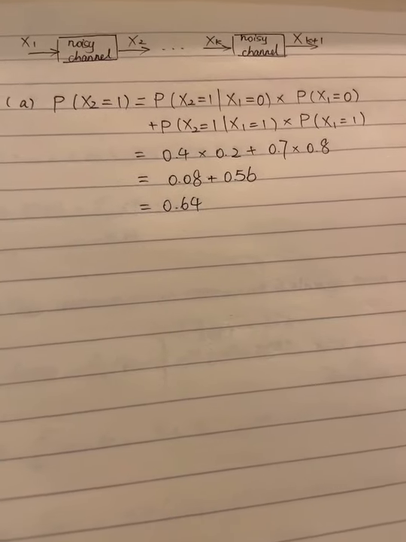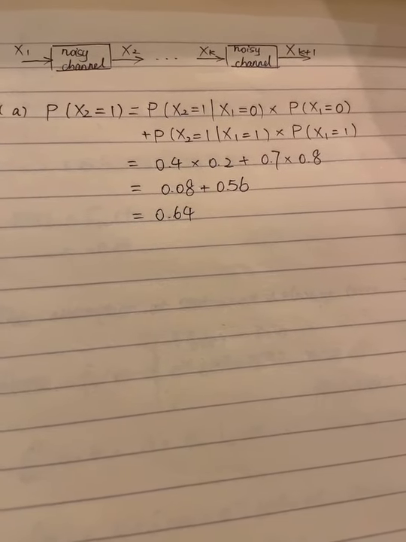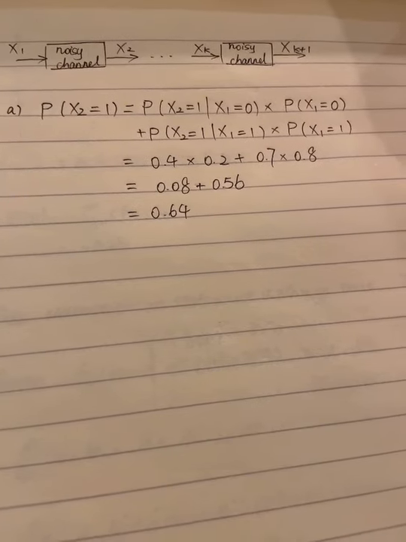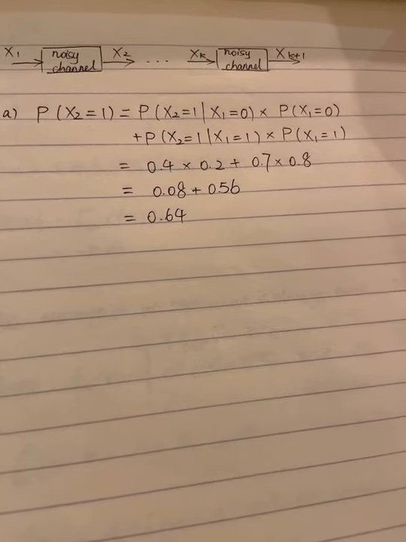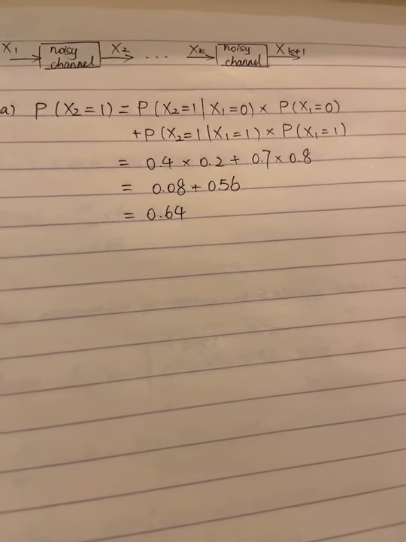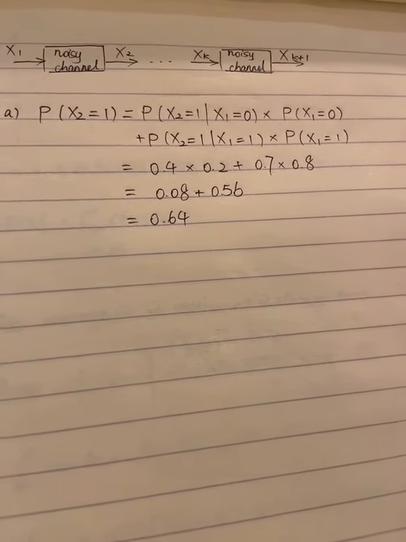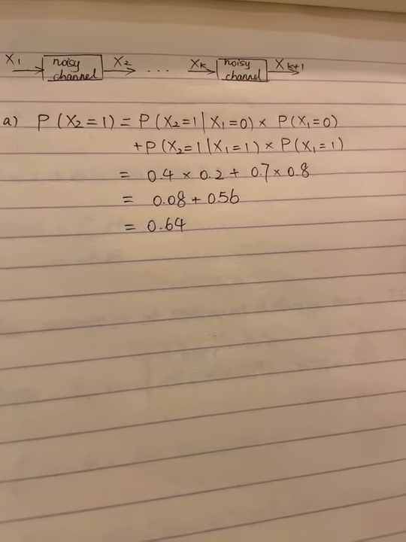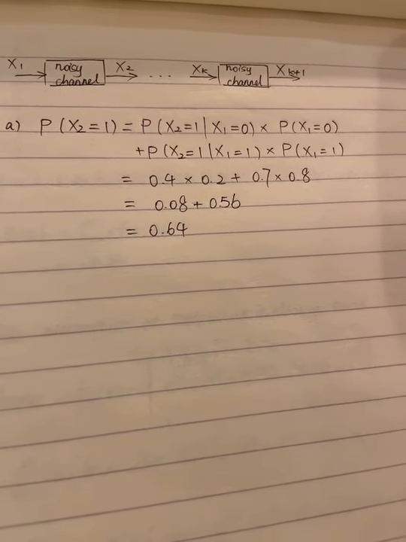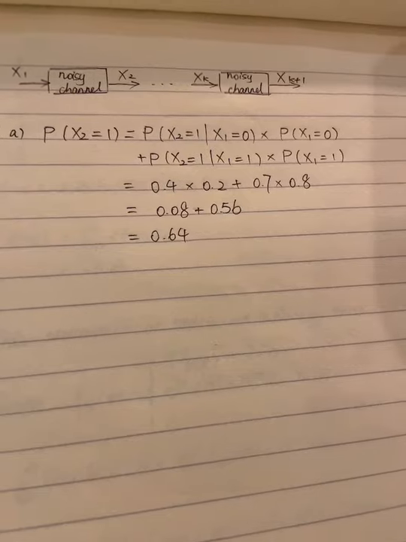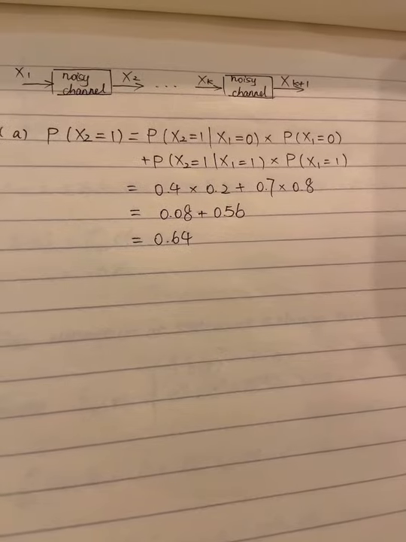So to calculate the probability of x2 equals 1, we have to find 2 different conditions. The first one is when x1 equals 0. So we get the probability of x2 equals 1 under the condition of x1 equals 0 times the probability of x1 equals 0. And the second condition is when x1 equals 1. So finally, we put in the numbers and get 0.64.